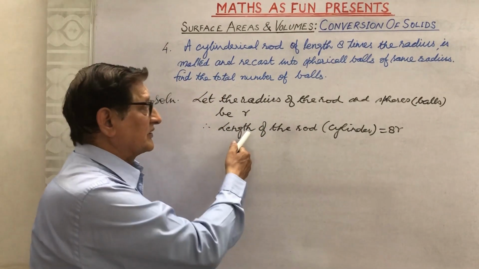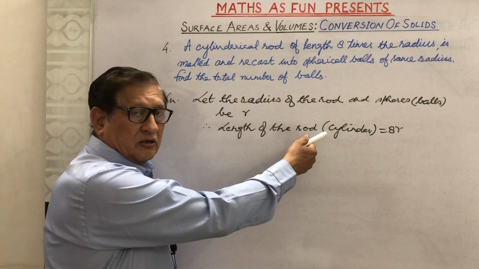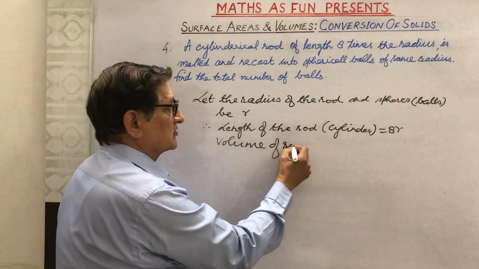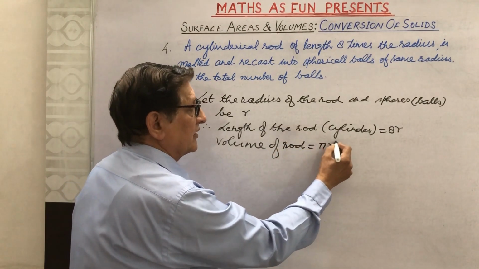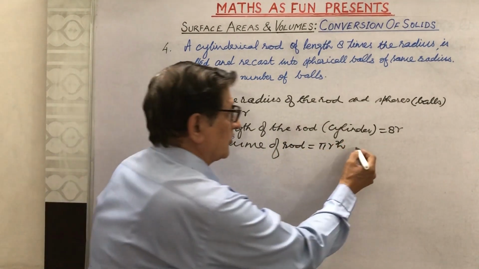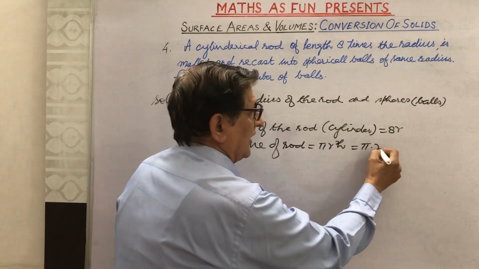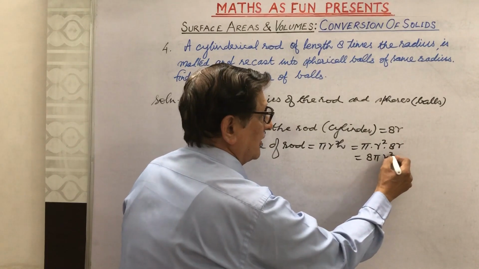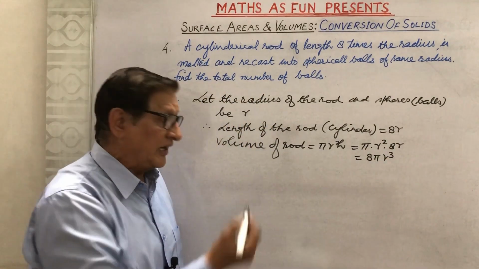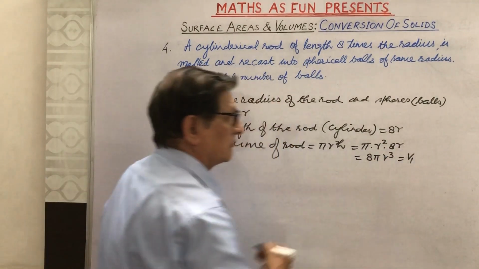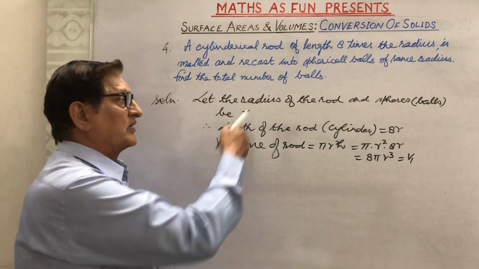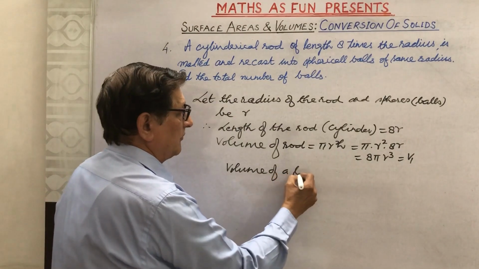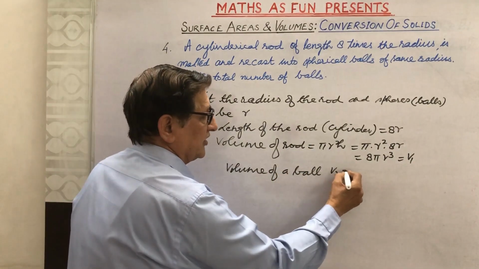So here we find the volume of the rod first. Volume of rod, which is cylindrical, that will be equal to pi r square h. That is equal to pi into r square into h means 8r, or we can write 8 pi r cube. That is suppose V1. Now we find the volume of a ball. Volume of a ball, that is suppose V2.